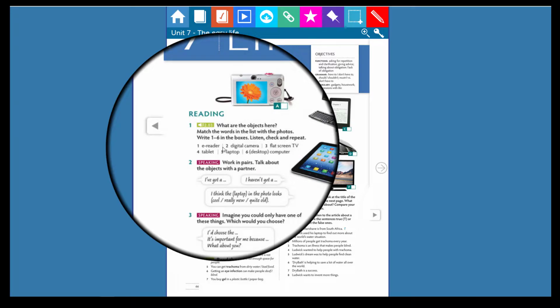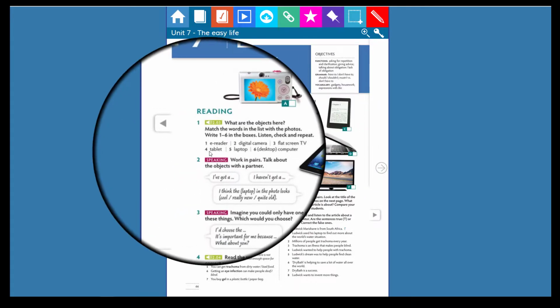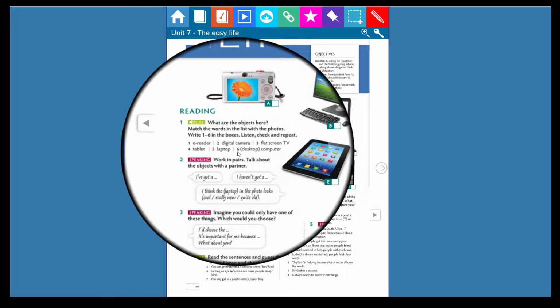Number 1, e-reader. Number 2, digital camera. Number 3, flat screen TV. Number 4, tablet. Number 5, laptop. And number 6, desktop computer. So I need that you please stop the video now and do the activity.